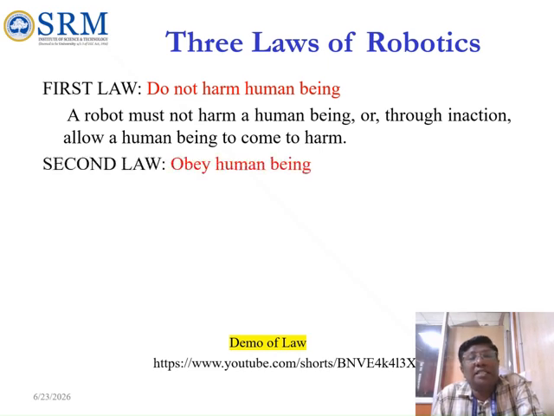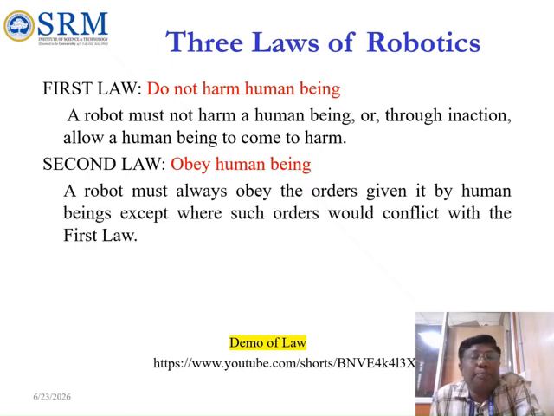The second law says to obey the human being. See, as in a master and slave, whatever the master says, the servant or slave has to obey it without asking why I have to do it. So that is the fundamental of the second law. If you look at the second law, a robot must always obey the orders given to it by a human being, except where such orders would conflict with the first law.